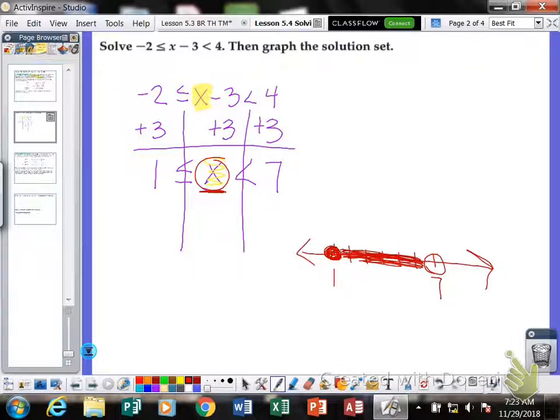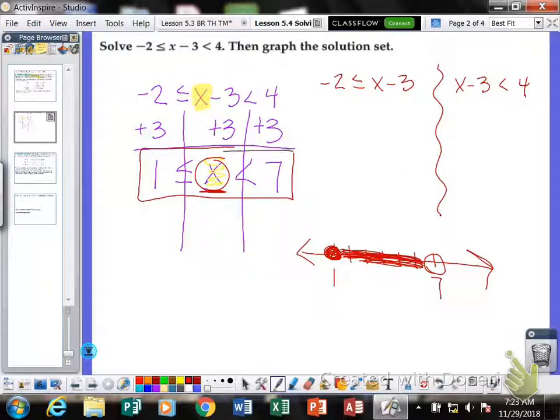Now, you could have separated this if you really truly wanted to. You could have said that -2 is less than or equal to x minus 3 and solved it. And then you could have said x minus 3 is less than 4. You could have set up the two different inequalities and solved them, but you would have ended up back here to your original spot.